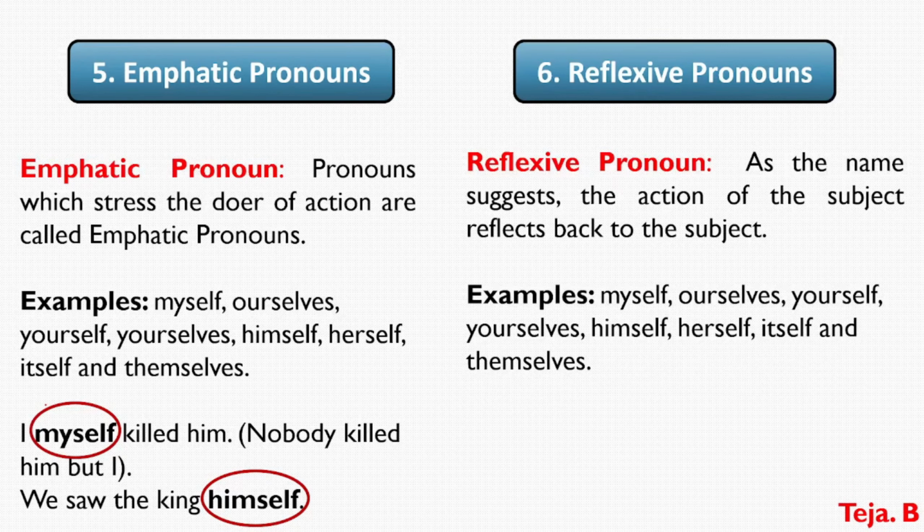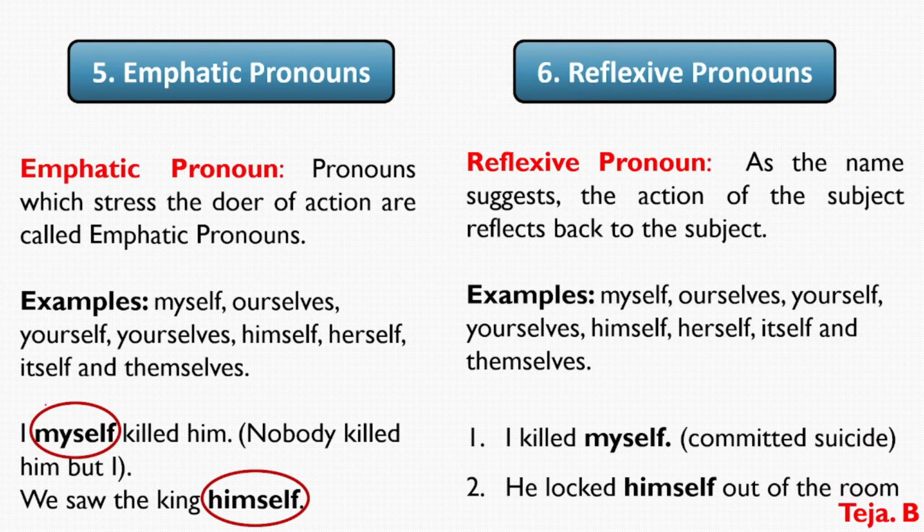Let's see examples. The forms of reflexive pronouns and emphatic pronouns are the same, but the usage differs. Let's see the uses of reflexive pronouns. Here are two sentences. I killed myself. Whom did I kill? I killed myself. The action done by the subject reflected back to the subject. That's why here it is a reflexive pronoun.